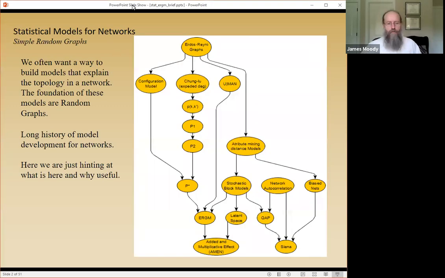The thing I probably want to start with is the big picture issue: what we're talking about with statistical models of networks is fundamentally an application of random graph theory to substantive questions, and that application has generated a really wide array of topics that people have studied.